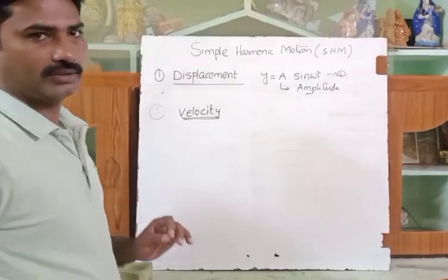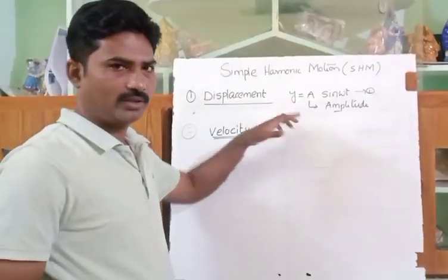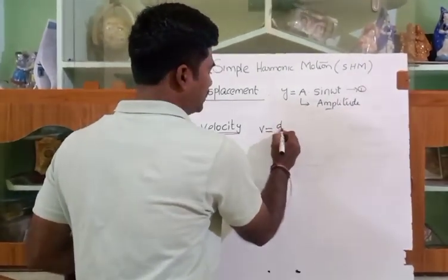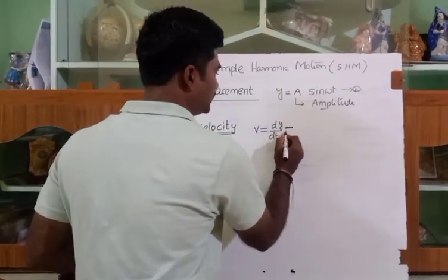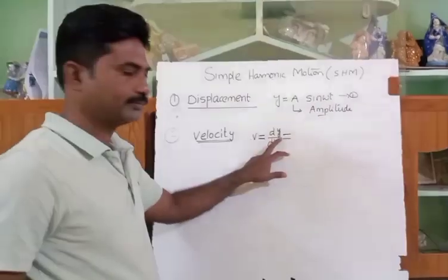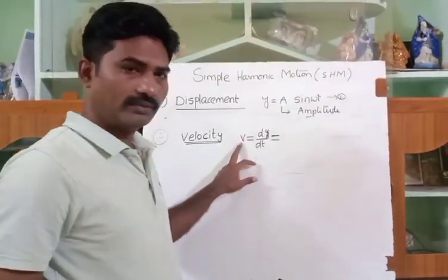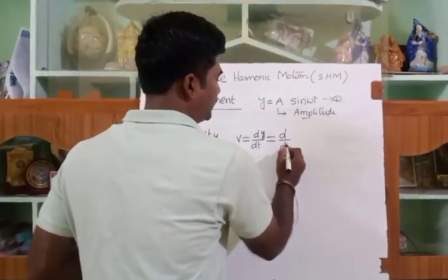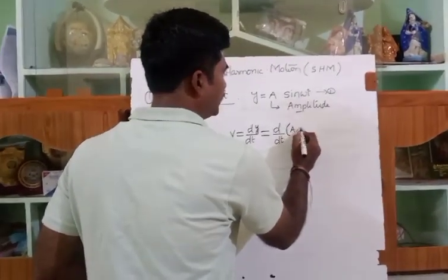Here, what is velocity? As we know, the rate of change of displacement gives the velocity. Here v is equal to dy by dt. That is, the displacement of the particle is changing with respect to time, and it gives rise to velocity. When we differentiate the displacement y with respect to time, we get velocity.